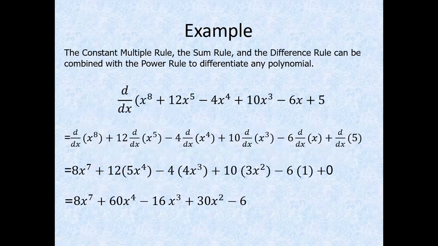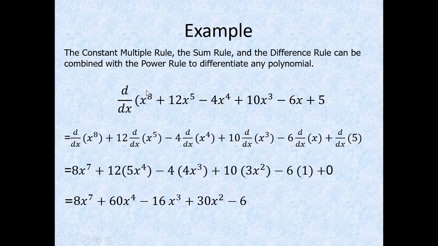So for illustrating these examples, the constant multiple rule, the sum rule, and the difference rule can be combined with the power rule to differentiate any polynomial. We have a polynomial: d over dx of this function, x power 8 plus 12x power 5 minus 4x power 4 plus 10x cubed minus 6x plus 5. Sorry, I omitted the second bracket here.